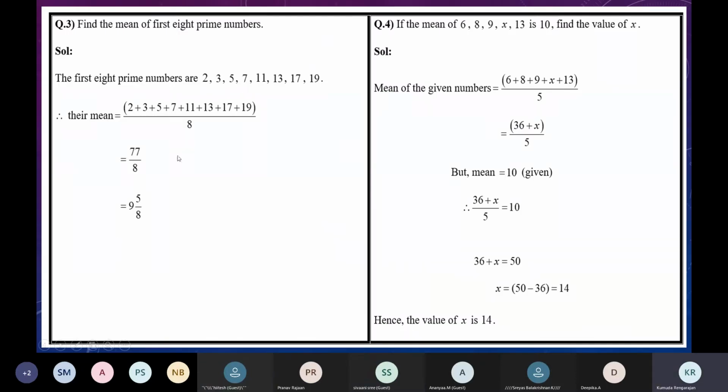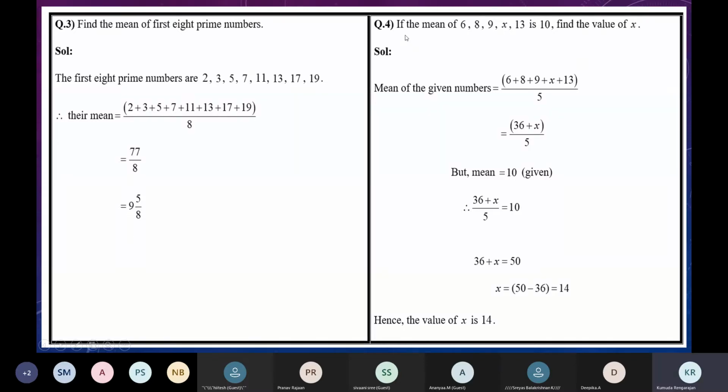So that's what you see here. These are the first 8 prime numbers. So their mean will be the sum of all these numbers divided by the number of observations, 8 observations.